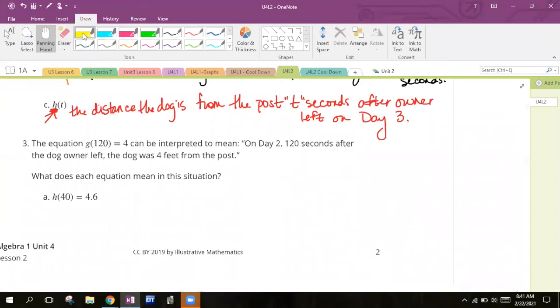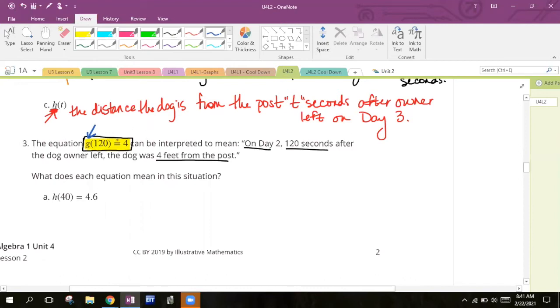Now we have this equation in function notation right here. It says G of 120 equals 4 can be interpreted to mean on day 2, 120 seconds after the dog owner left, the dog was 4 feet from the post. So how do they take this and get that whole explanation? Well, let's break it down. First things first, we look at the name of it. Yes, it is only a letter, but that is considered the name of the function. So it's named G.